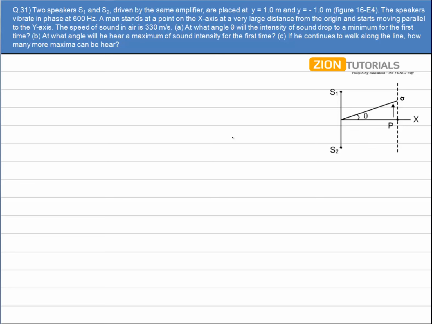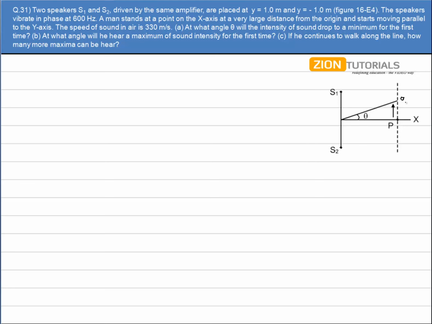Two speakers S1 and S2 driven by the same amplifier are placed at y equal to 1 meter and y equal to -1 meter. The speakers vibrate in phase at 600 Hz. A man stands at a point on the x-axis at a very large distance from the origin and starts moving parallel to the y-axis. The speed of sound in air is 330 meter per second. At what angle theta will the intensity of the sound drop to the minimum for the first time?